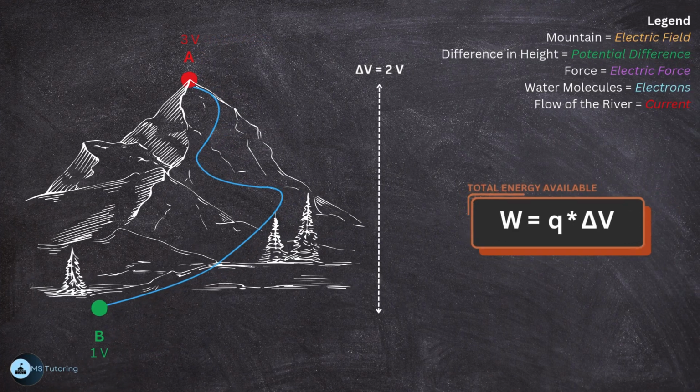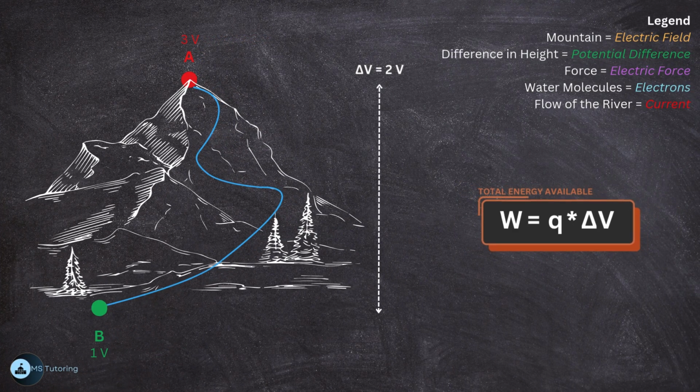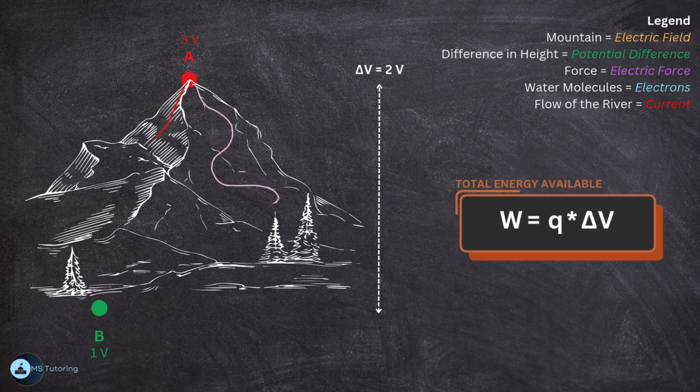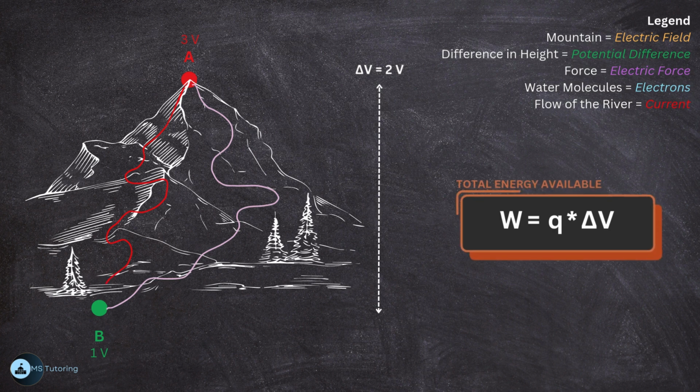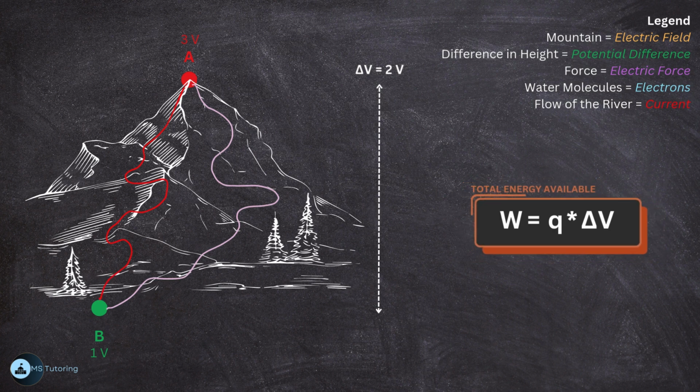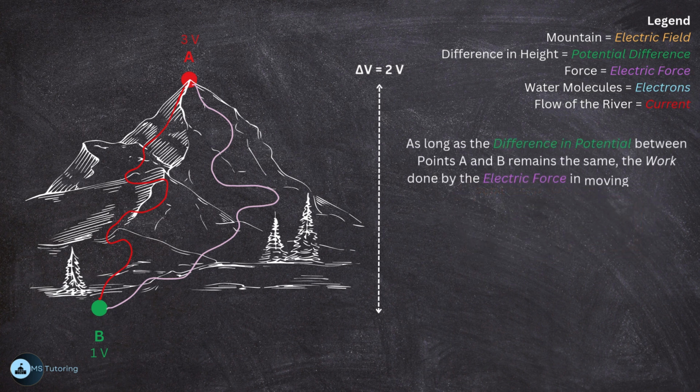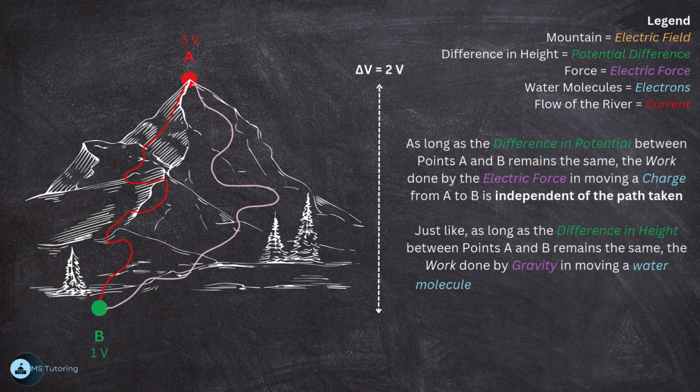This is exactly the same for the electric force. Whatever the path the charged particle is made to take between 2 points of different potential, the electric force still only has the same finite amount of electric potential energy between those points to use to perform work. So work done is independent of the path taken.